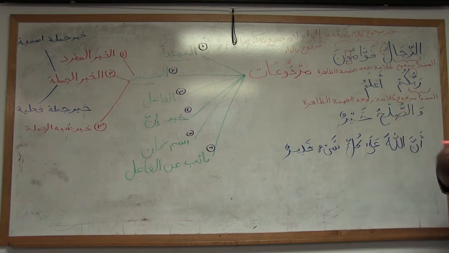ربكم is plural for us, not the absent. ربهم is the absent one, right? Here it's the ضمير المتكلم. Rabbukum, your Lord. Now we got the مبتدا.